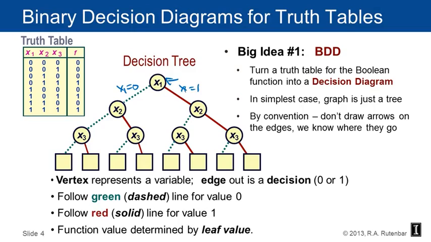Now, all of these arrows are really directed. They're all going down. But by convention, we just don't draw them because we know where they go. The answer is that they all point down, so I don't really need to draw that.